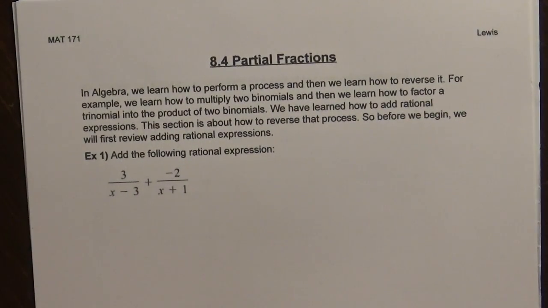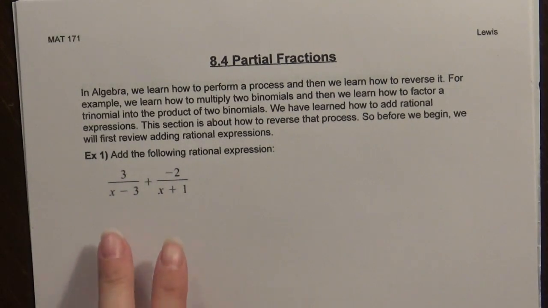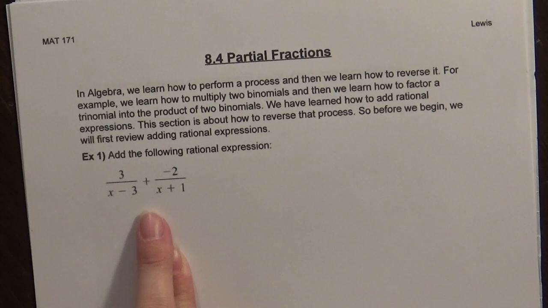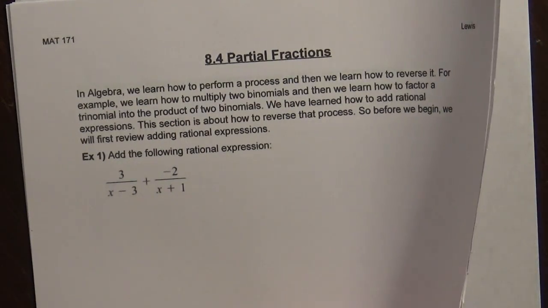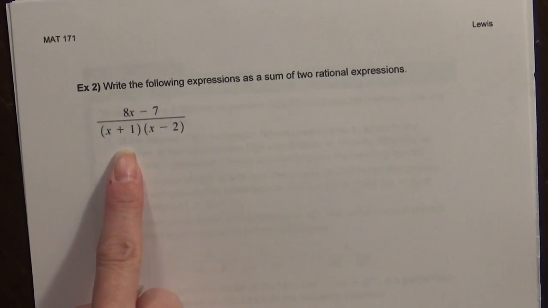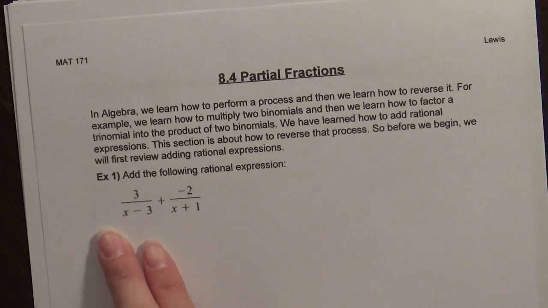In this section, we're discussing partial fractions. Partial fractions are just the process of undoing addition of rational expressions. So if you look at example 1, you see that I'm adding two rational expressions. When we do partial fractions, we are starting with a rational expression like you see in example 2, and we're learning how to reverse it and go back to having two separate fractions like we did over here.